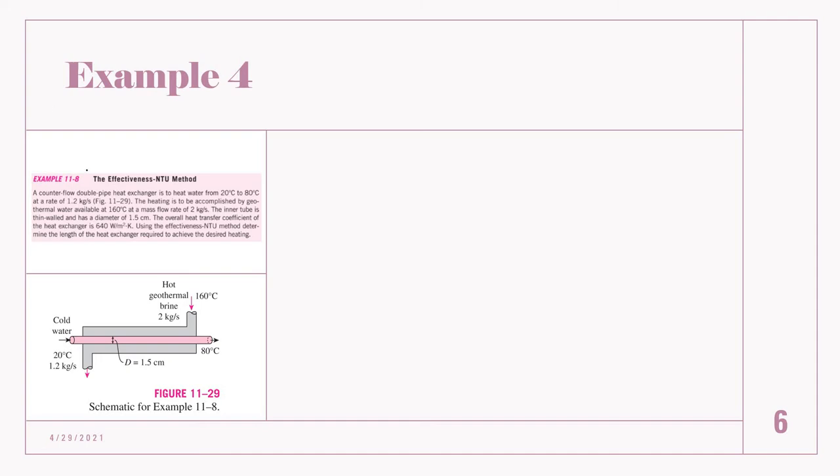A counter flow double pipe heat exchanger is to heat water from 20 degrees Celsius to 80 degrees Celsius at a rate of 1.2 kg per second. The heating is to be accomplished by geothermal water available at 160 degrees Celsius at a mass flow rate of 2 kg per second. The inner tube is thin wall and has a diameter of 1.5 cm. The overall heat transfer coefficient is 640. Using the effectiveness-NTU method, determine the length of the heat exchanger required to achieve the desired heating.